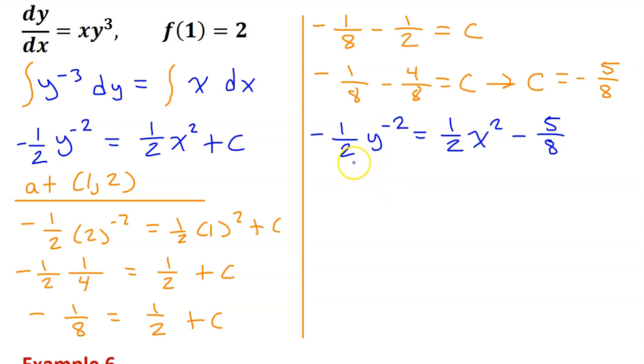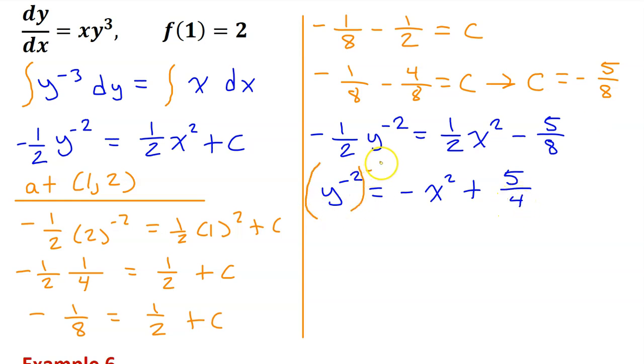Now we just need to do some algebra to get y by itself, starting by multiplying both sides of the equation by negative 2. The multiplying by negative 2 will cancel out the negative 1/2, so on the left-hand side we have y to the negative 2 power. Multiplying by negative 2 over here will leave us with negative 1 x squared. And look, if I multiply by negative 2 right here, a negative times a negative is a positive. And 2 will divide into 8 4 times. So this will be plus 5 over 4.